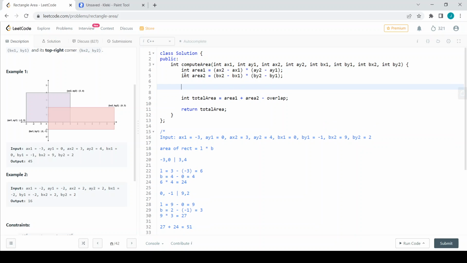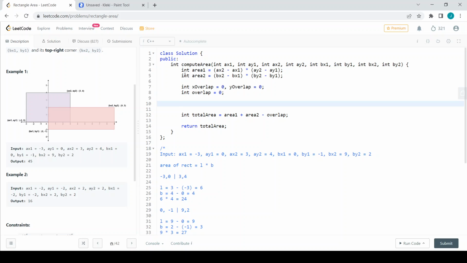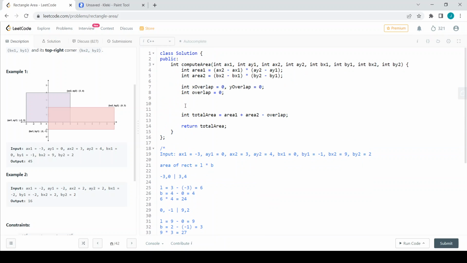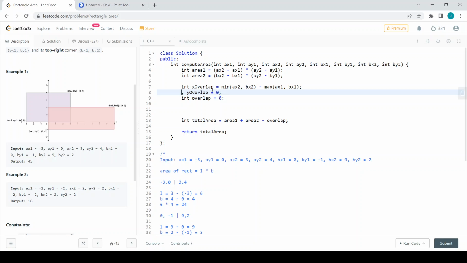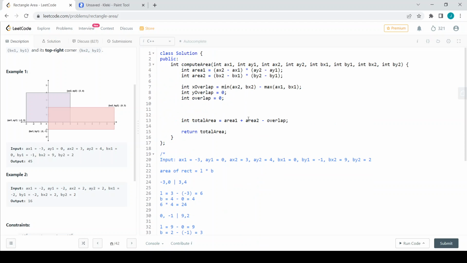Before calculating this, we want to calculate the overlap region. So we can have int x overlap, which is initially 0, and y overlap, which is also initially 0, and we can also declare overlap to be 0. Now how can we calculate the x overlap? By the formula, we can just take this out. This is the x overlap and this is the y overlap: the minimum of ay2 and by2 minus the maximum of ay1 and by1.